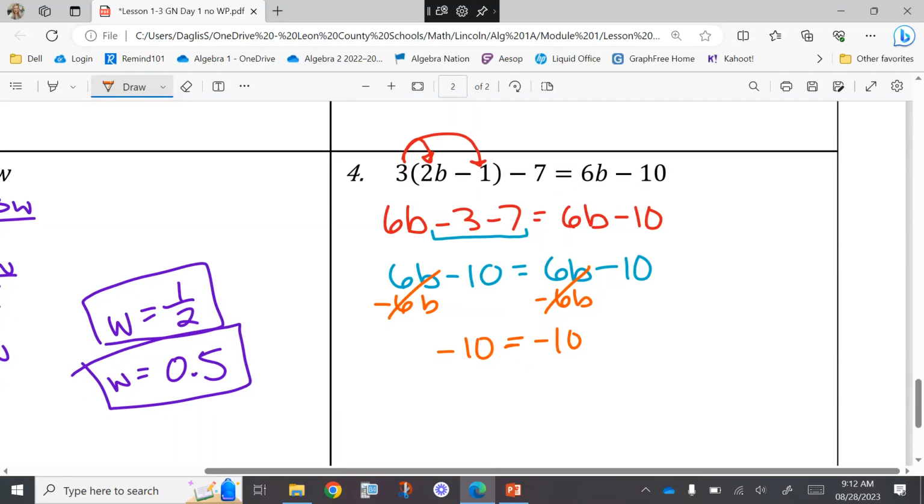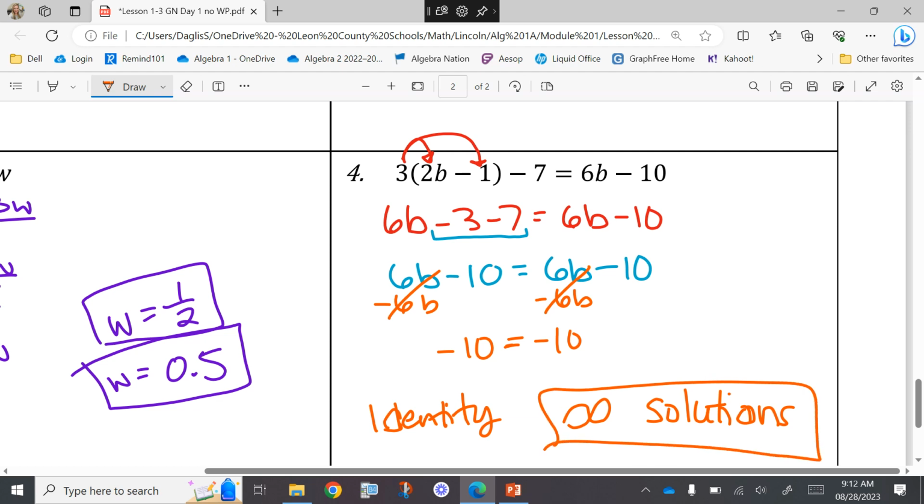Okay, so you could stop at the blue or you can continue to the orange. They both prove that this is an identity, to use the vocab from the top, which means we have infinite solutions. There we go. Pen is doing weird things. There we go. Yeah? Cool.